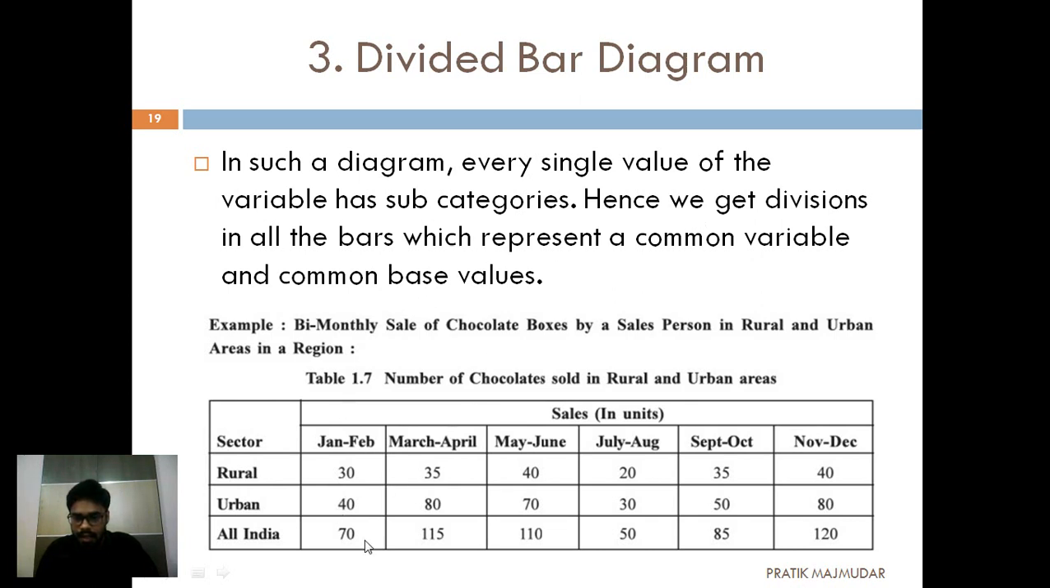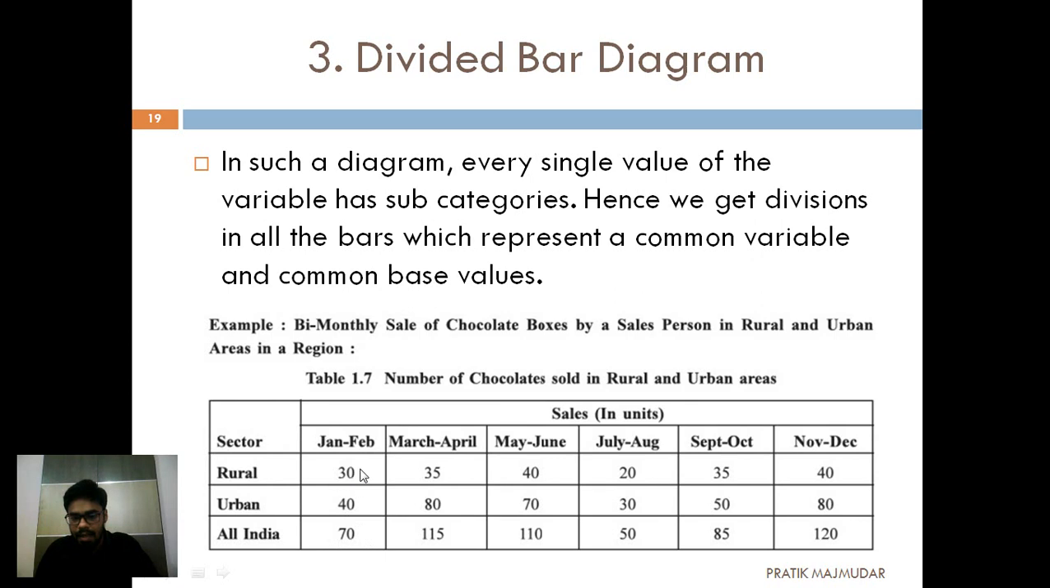Here there is a single diagram, but it is divided into 2 parts. In such a diagram, every single value of the variable is subcategorized. That means you can see the number of chocolates sold in rural and urban areas. So ultimately it is majorly India. In India these 2 sectors are divided, rural area and urban area, and the month's sale is written over here. So the total is 70.